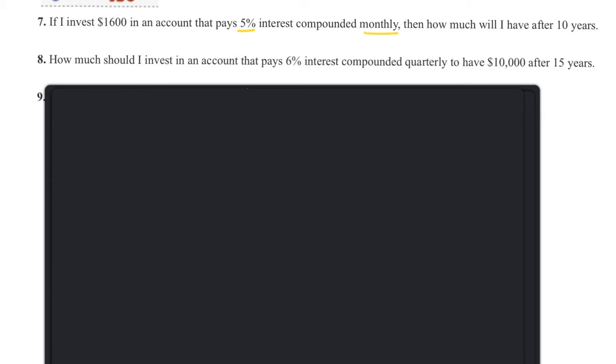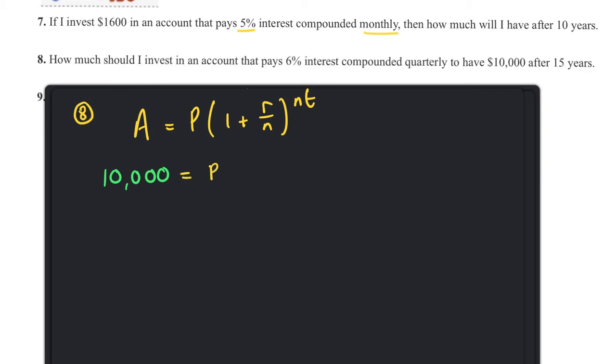Question 8. How much should I invest in an account that pays 6% interest? It's the same formula really. We're going to do it the other way around, because he wants 10,000, so that's here. We know what A is, and we're trying to find P. The same rules apply. What's the rate? 0.06. 6% compounded quarterly, so n is 4, and then n times the time, 15 years.